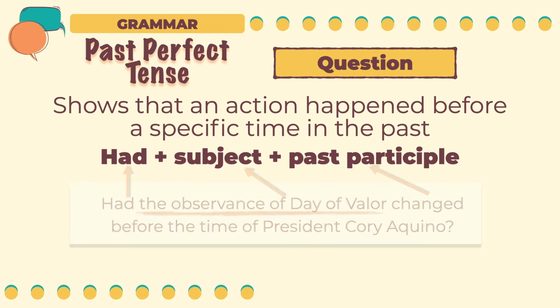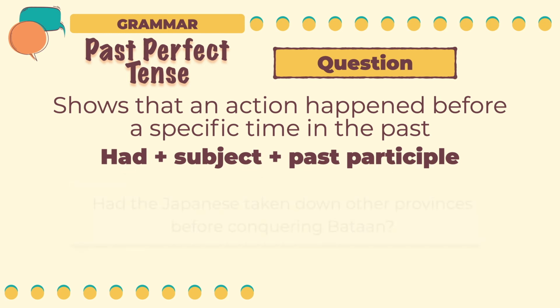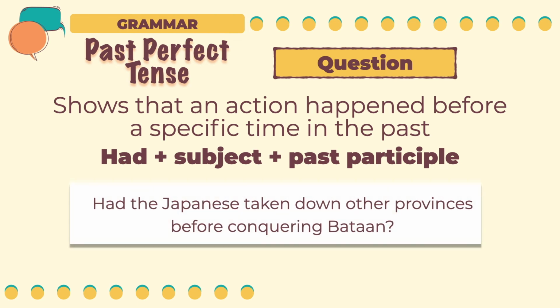Here's another example of an interrogative sentence in the past perfect tense. Had the Japanese taken down other provinces before conquering Bataan? Again, it follows the formula had plus the subject, which are the Japanese, followed by the past participle of the verb take, which is taken.